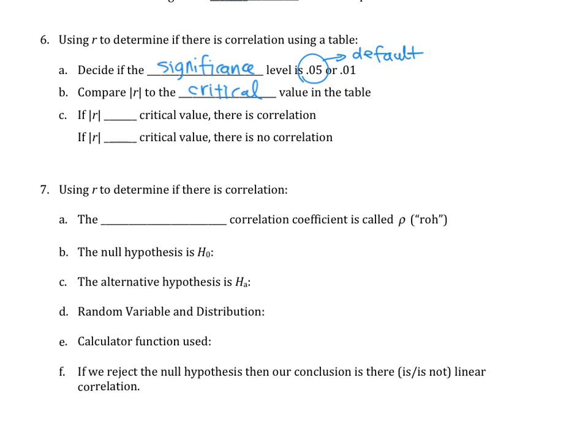If the absolute value of R is bigger than the critical value, there's a correlation. If the absolute value of R is less than the critical value, there's no correlation. I guess we can put an equal sign there too. I think it's easier to look at it graphically.